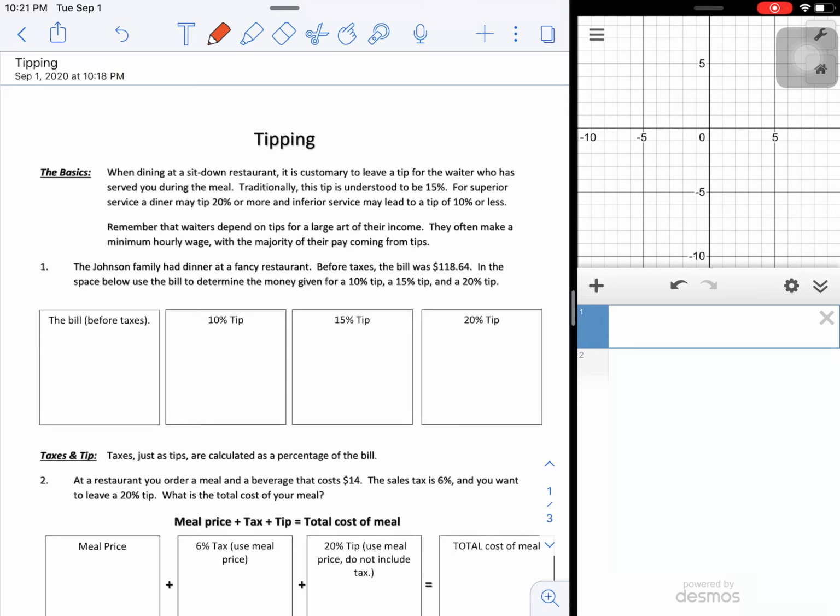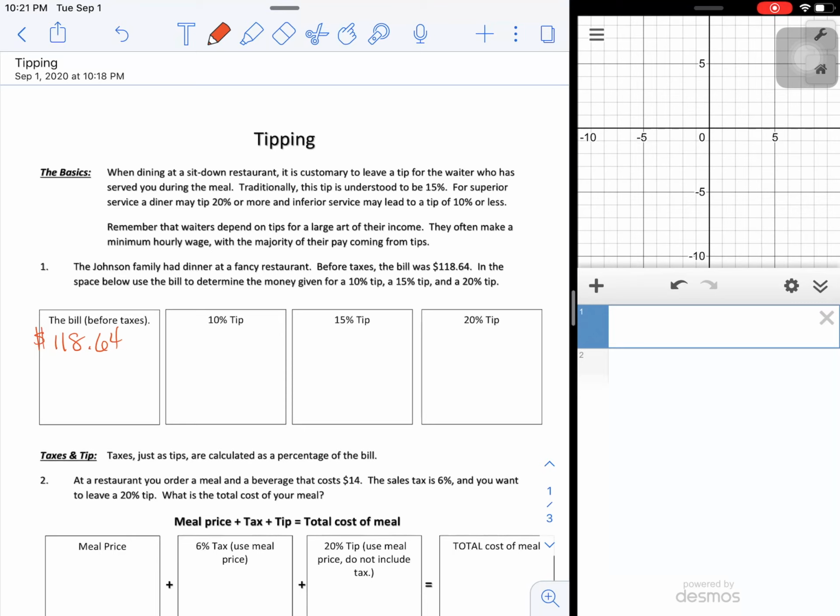So in number 1, you have a bill before taxes of $118.64. You should be tipping on the bill and not the bill plus the tax. So right now we're only talking about the bill. I will talk about tax in number 2. $118.64 is the bill. If you want to give a 10% tip, which is actually very low, you usually give a little bit more, but for a 10% tip, you are going to multiply by 10%.